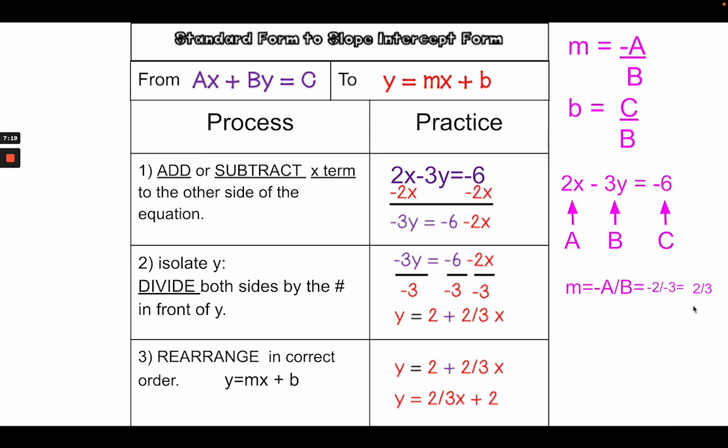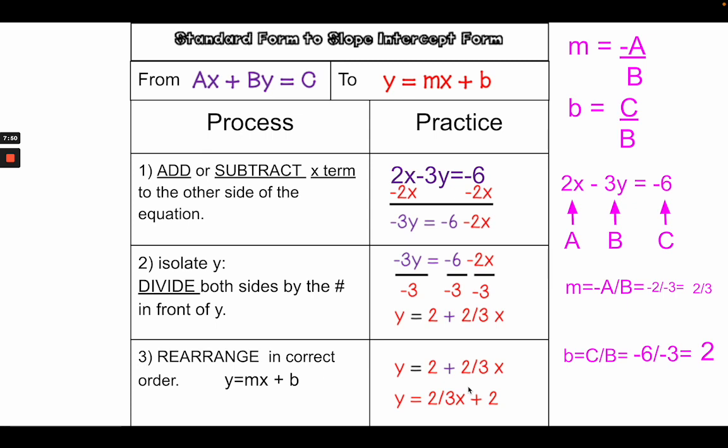Okay, let's go to our b's. We know that b is equal to c divided by b. Our y-intercept is equal to big C divided by big B, meaning our B and C in our equation. Okay, so C is equal to negative 6, B is equal to negative 3, so negative 6 divided by negative 3 is equal to positive 2. And that would be what it's equal to. And as you can see, we're getting the same answers.